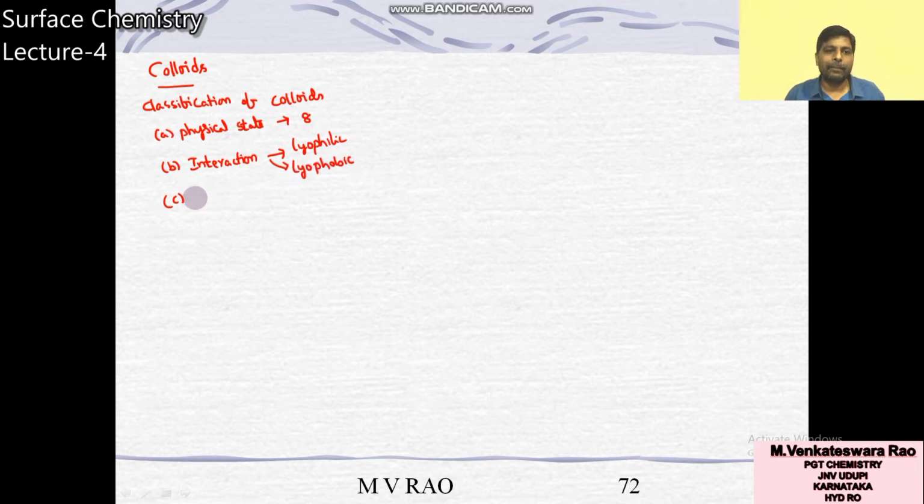Next one, based on particles, that means dispersed phase particles, colloids are classified into 3 types: multimolecular, macromolecular and micelles. So this classification was explained in the last class.